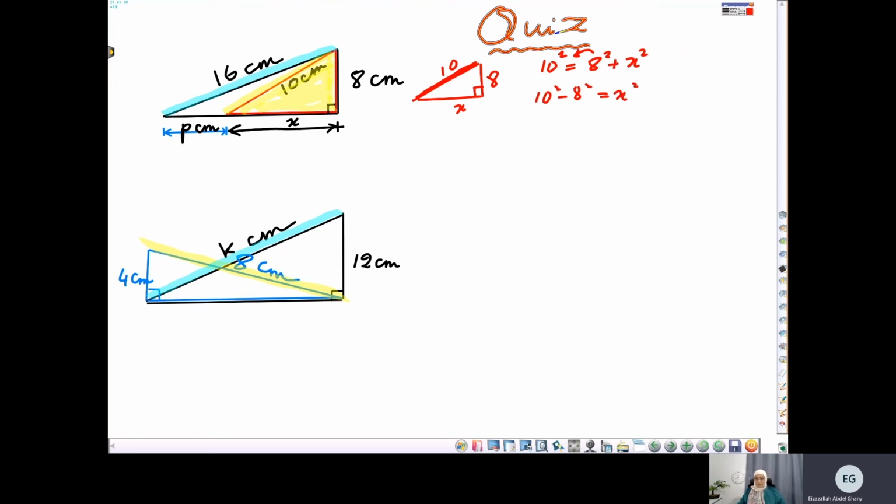10 squared, which is 100. 100 minus 64 will be 36. This is x squared. You need x, okay. x is the square root of 36, which is 6 centimeters. Now we'll go and write it on the drawing, on the diagram.